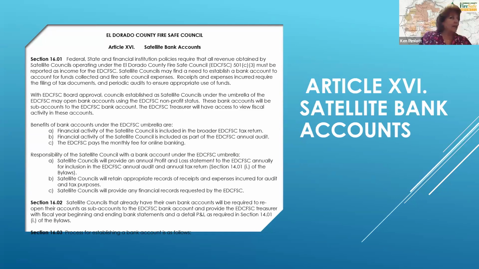Just checking, if you are not an associate fire safe council that has a bank account under our tax ID number, you do not have to submit a profit and loss to me. Only those associate councils who do have bank accounts under our tax ID are required to go through this process because you are then folded under us.